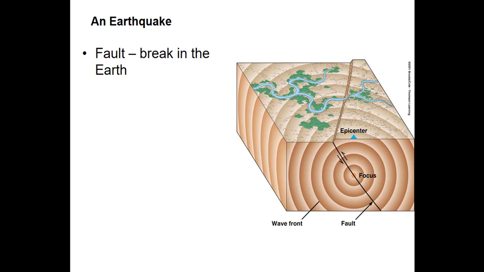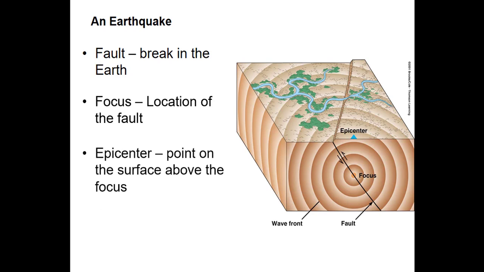So here are a few terms that we want to define here. A fault is any break in the Earth's crust. When you see a break in the Earth's crust, we call that a fault. The location of the fault is called the focus. This can be anywhere at any depth within the crust.